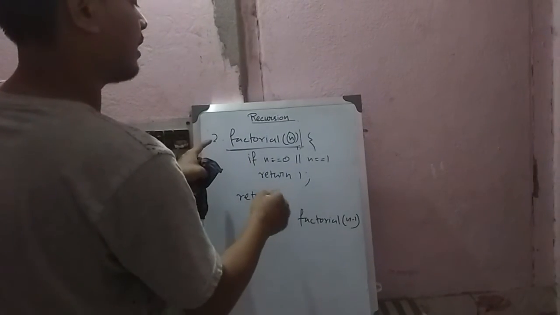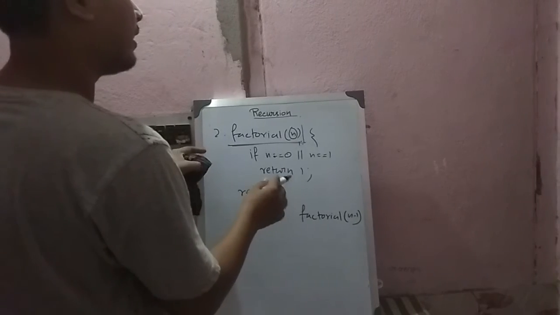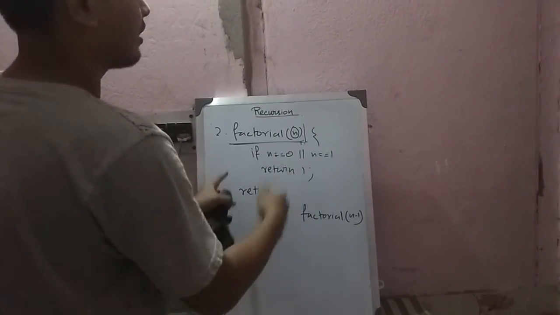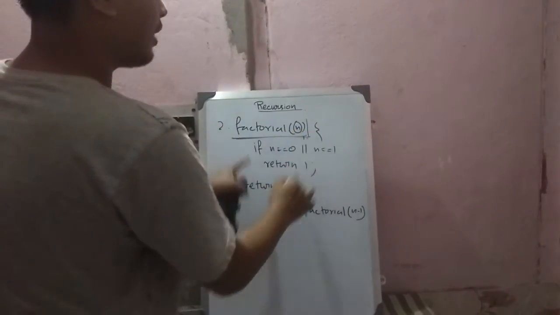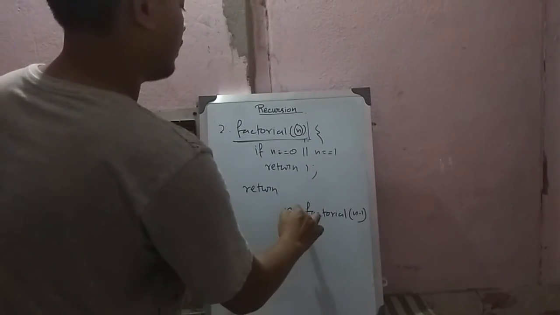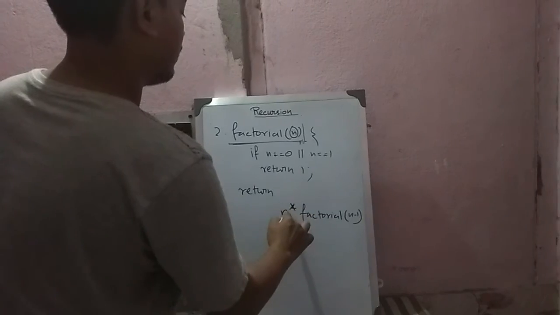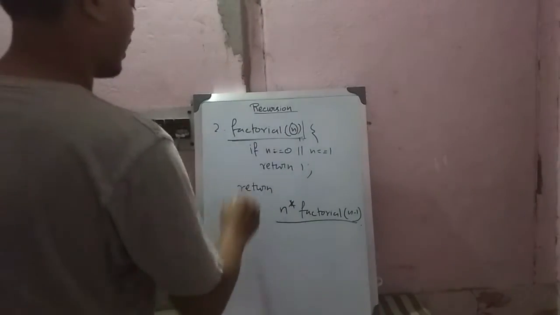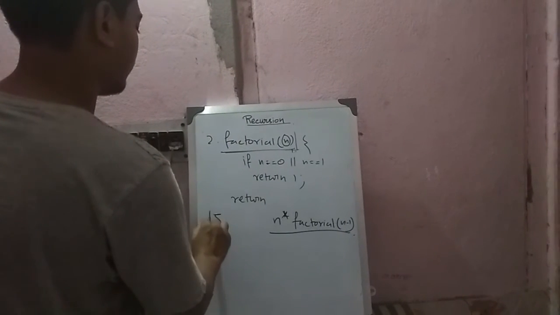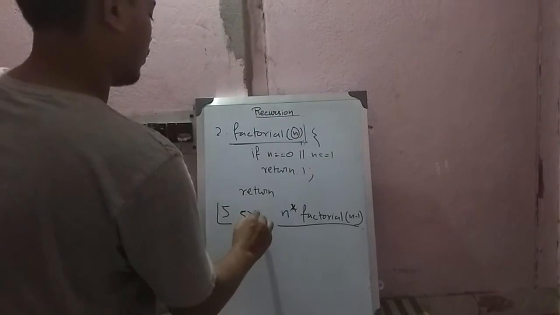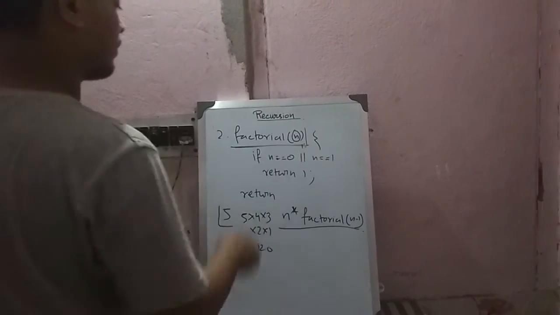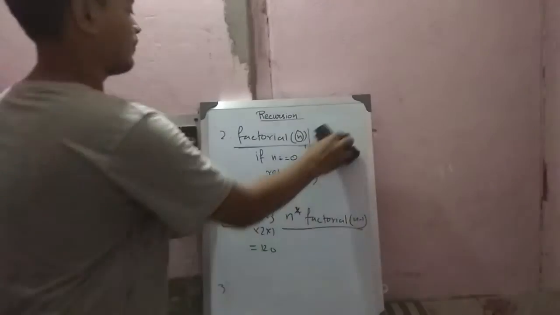And second, what I have told is that you have to express the subproblem in terms of the current problem. What is the current problem? n. And how do you express it? n into factorial of n minus 1. So you write this, because if you have factorial 5, then 4, then 3, then 2, then 1, so 120. So this is the program.